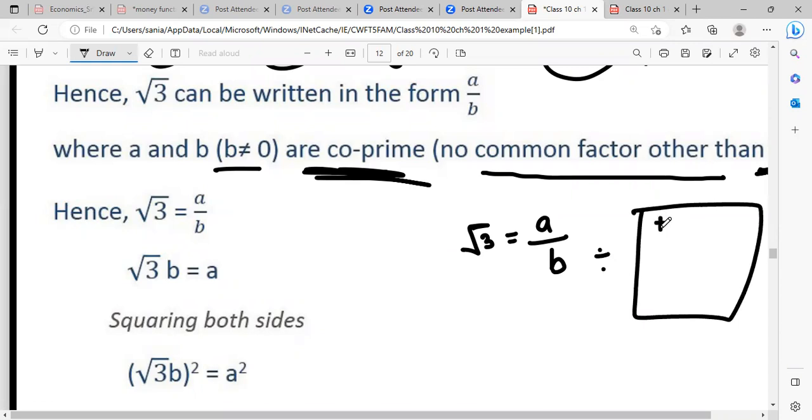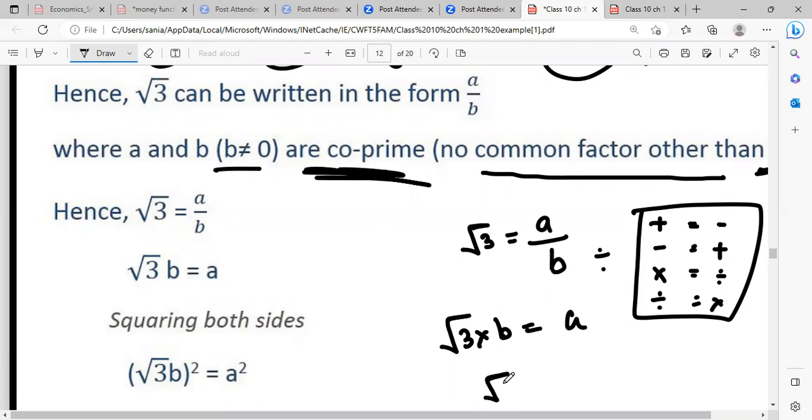So I hope you know this rule. For example, if someone is in plus, when it goes to the other side, it will be minus. If it is in minus, then it will be in plus. If it is in multiplication, it will be in division. If it is in division, it will be in multiplication. Right? So this B is in division. So when this goes here, it will be in multiplication. 3 multiplied by B equals A. So it will be under root 3 B equals A.